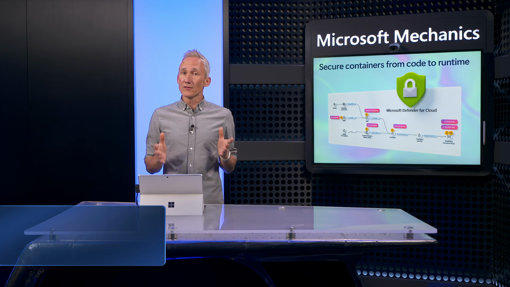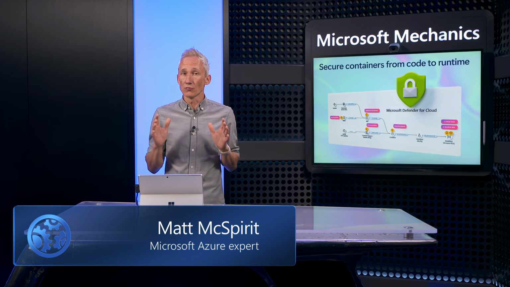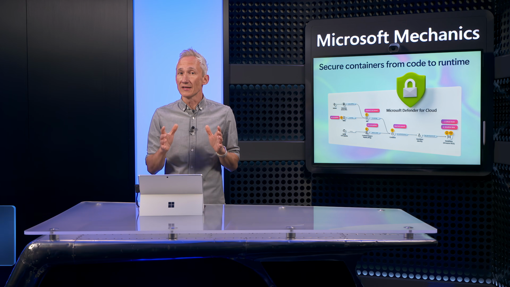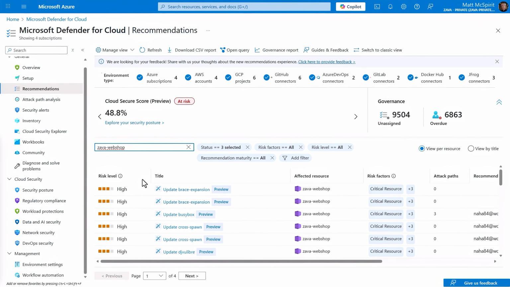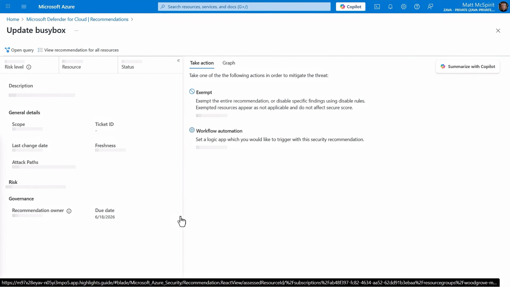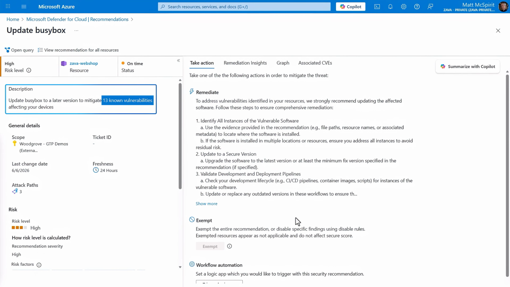What's more, Defender for Cloud continuously scans what's in your registries and running environments in near real time, surfacing the risks that matter and turning them into clear, actionable fixes. Next, over in Recommendations, we can see findings identified by Defender for Cloud with several critical risks highlighted, related to the same incident that we saw earlier in the Defender portal. And these are its recommendations. Let's look at this one to update BusyBox. Looks like this version has 13 known vulnerabilities.